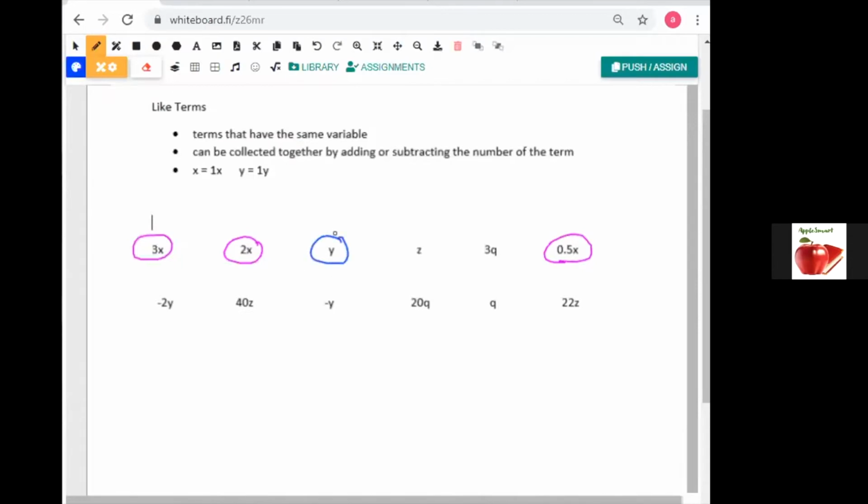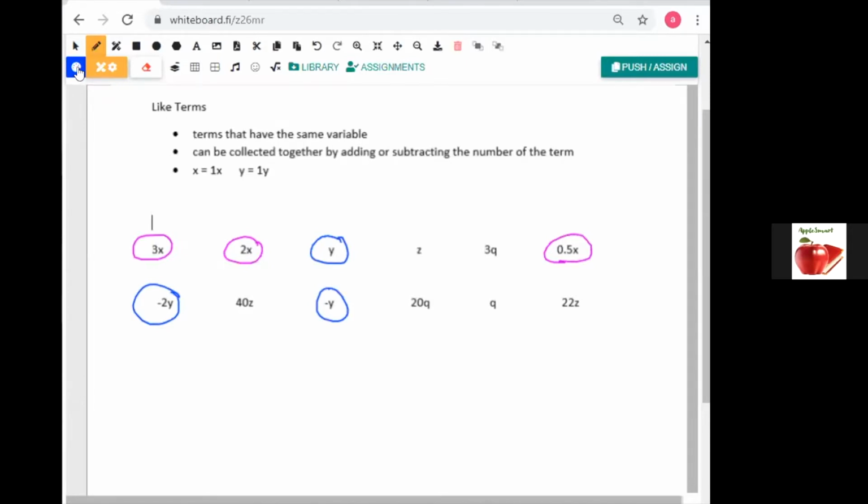And I'd say, anybody see any like terms? So anything there that they see that has also a y. And so hopefully a student would say, yeah, I see a negative 2y. I'd say, is there any more? A negative y. I'd agree. And I would say, anything else? And hopefully my students would say, no, that's it.